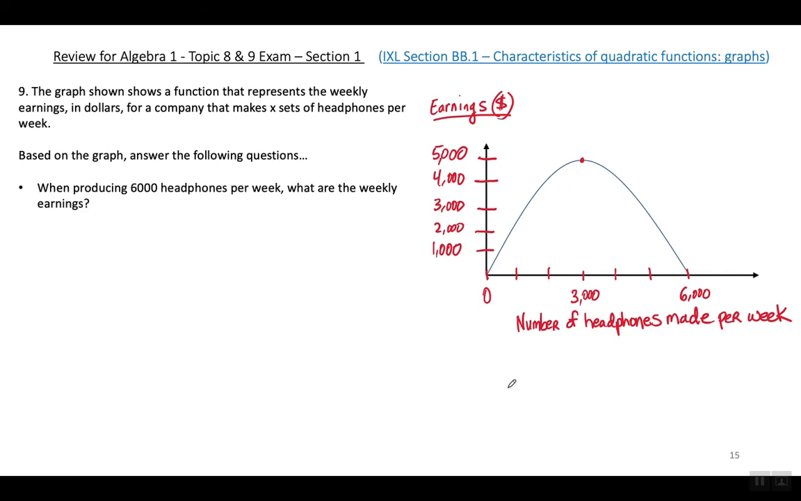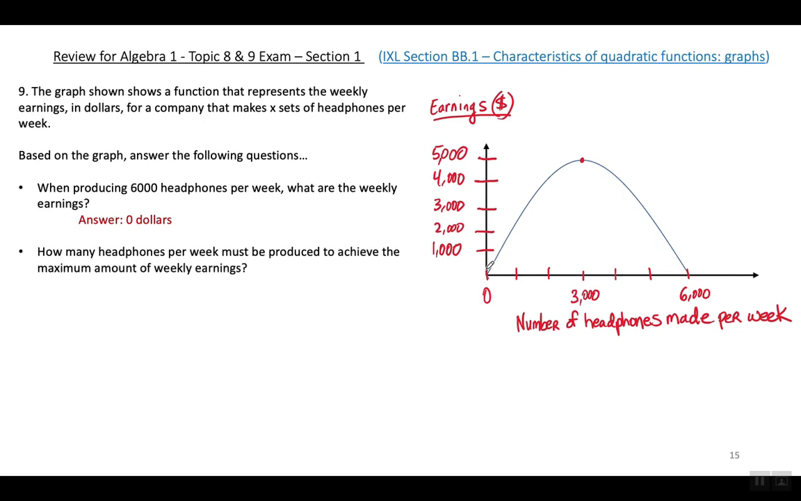First question. When producing 6,000 headphones per week, what are the weekly earnings? So when we're right here, we're producing 6,000 headphones per week. Look to the left, to the y-axis. What are the weekly earnings? That should be $0, kids.